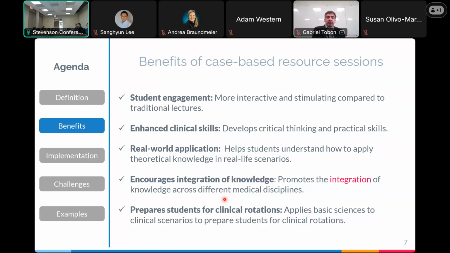But for me, probably the most important benefit of this kind of resource session is integrating different disciplines. When we make a clinical case, we can integrate clinical presentation, diagnosis, pharmacology, pathology, biochemistry. So we can integrate different disciplines across medical education. And finally, one of the benefits is also to prepare the students for clinical rotations, applying basic sciences to clinical decisions for clinical rotations.